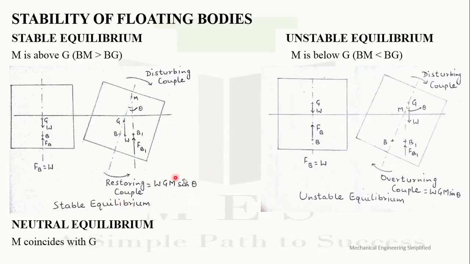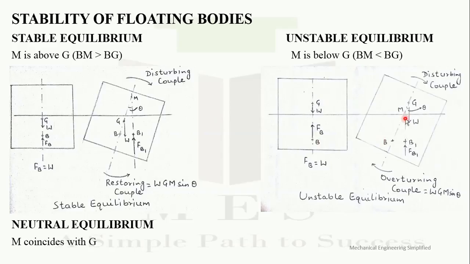Okay, so this is the magnitude of the restoring couple, and this is the case of stable equilibrium. In the case of unstable equilibrium, we see that the M is below G, that BM is less than BG. You can see here that this BM is greater than BG. And here you see that the BM is less than BG, that BG is greater than BM.